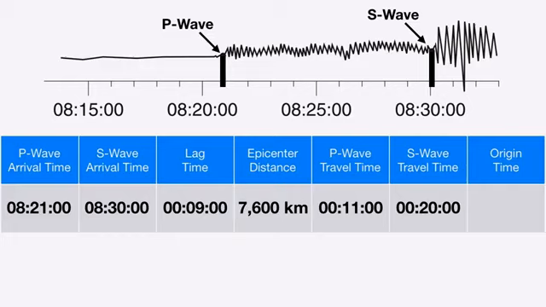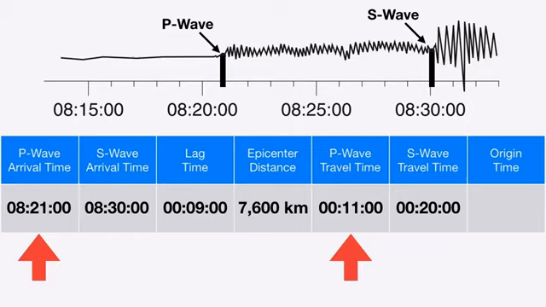Now, there's actually two ways to calculate the origin time. We can do it using our P-wave data, or we can do it using our S-wave data. Now, if we did things properly, you should get the same answer both times. Here's how it works. I want to know what time on the clock the earthquake actually occurred. So what I'm going to do is look at my P-wave arrival time. This is the time that the P-wave got to my seismogram. I'm also going to look at the P-wave travel time, which is how long it traveled before getting to me.